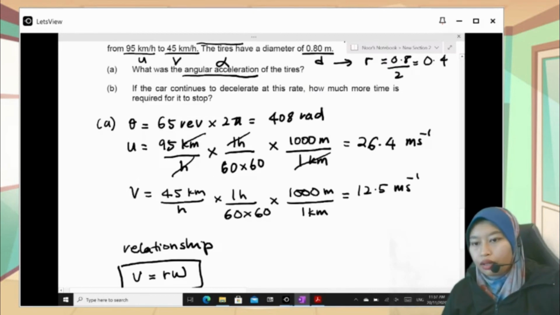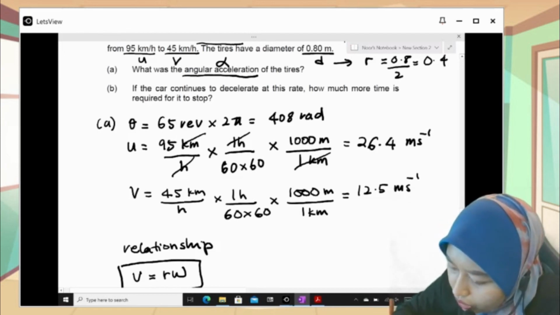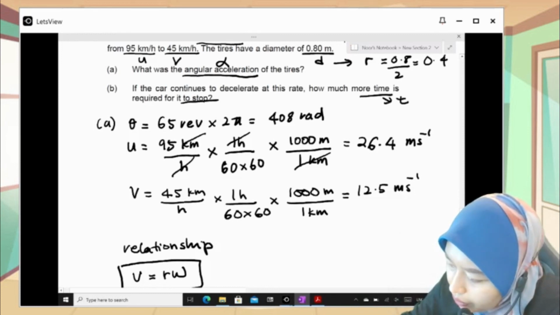Okay, so let's see the final one, 8b. If the car continues to decelerate at this rate, how much more time is required for it to stop? So it says time. So the question asks for the time to stop. Stop means omega is finally 0.